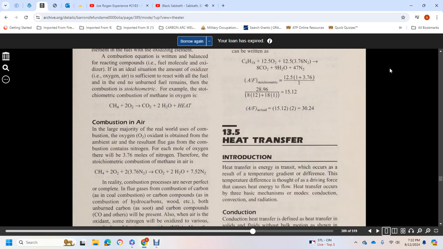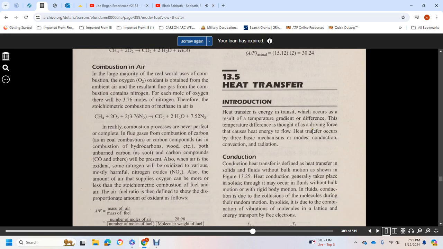Alright, introduction. Heat transfer is energy in transit, which occurs as the result of a temperature difference. The temperature difference is thought of as the driving force, the cause of the heat energy flow. Heat transfer occurs with three basic mechanisms or modes: conduction, convection, and radiation.